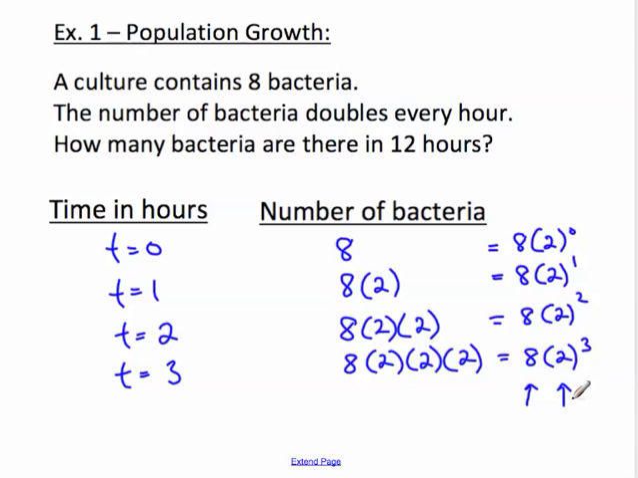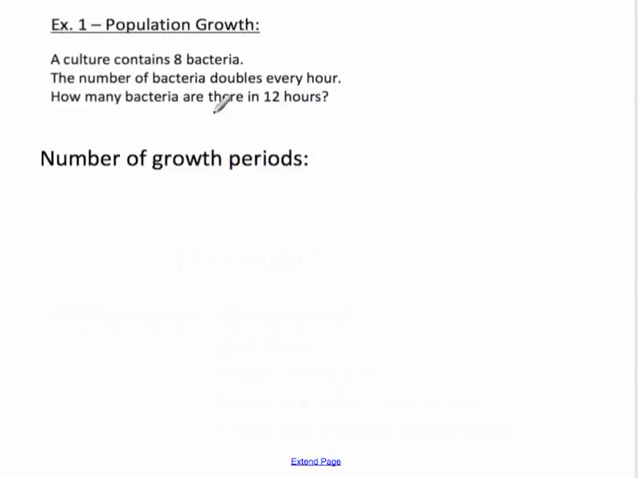So in each case, the form of our answer is the original amount, the initial amount, 8, multiplied by 2, which is the amount that it changes by each doubling period, raised to the number of doubling periods that there have been. So again, we've got the initial amount multiplied by the growth rate raised to the power of the number of growth periods. And if it's doubling every hour and there are 12 hours, that means we've got 12 growth periods.